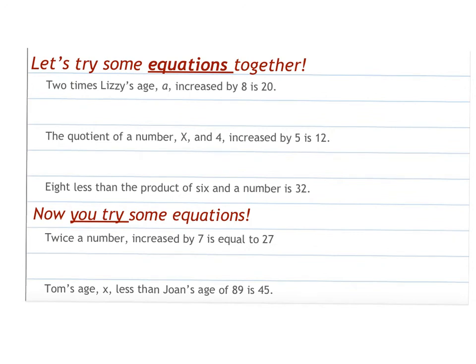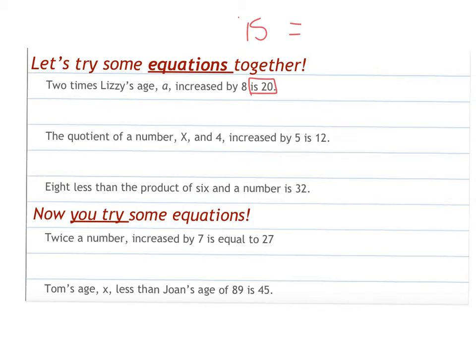Okay, now we're going to be looking at equations. Again, equations have the equal sign. Anytime that we see something like this, is 20, that word is, that's in place of the equal. So just know that that's what our equation is going to be equal to. So 2 times Lizzie's age, A, increased by 8, is 20.